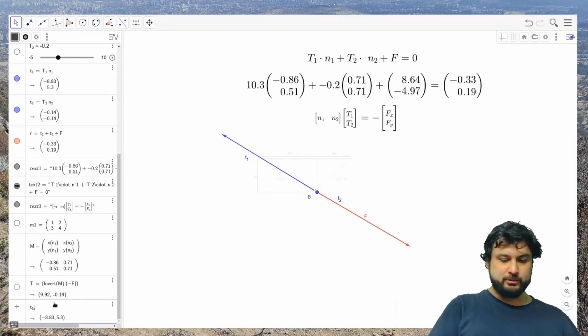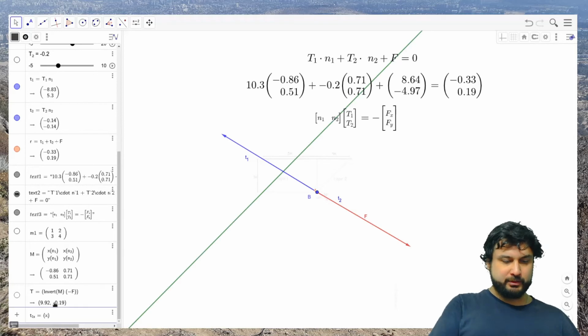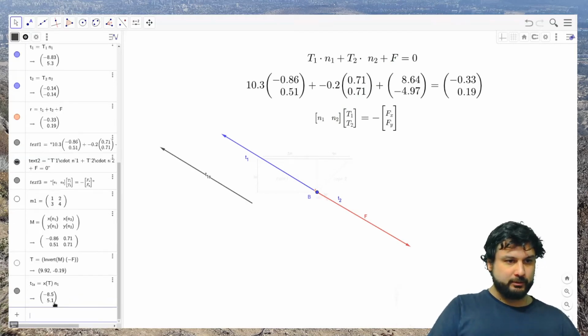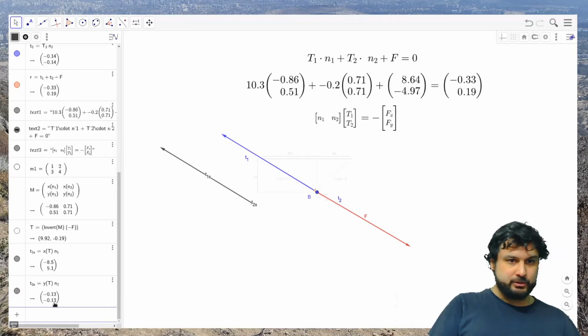So we were pretty close, but not exact. So we're going to define the t1 solution as the first component, or the x component, of that vector t times n1. And the t2 solution vector is going to be equal to the y component, or the second component of that solution vector, times vector n2. And there we go, that's our solution.